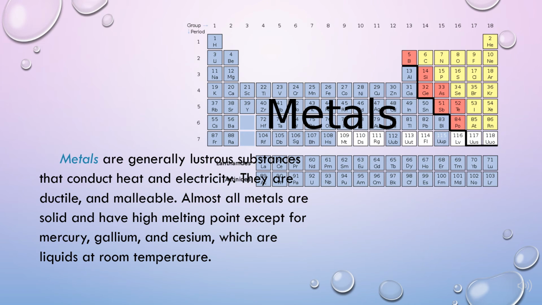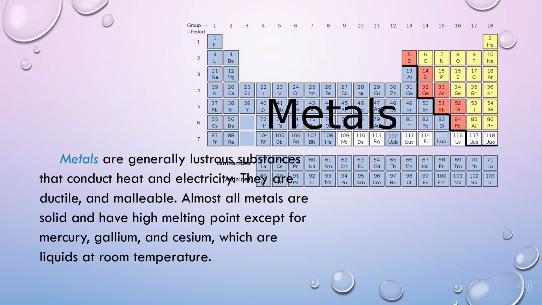Now, let's discuss metals. Metals are generally lustrous substances that conduct heat and electricity. They are ductile and malleable. Almost all metals are solid and have a high melting point, except for mercury, gallium, and cesium, which are liquids at room temperature. So these are the characteristics of metals.